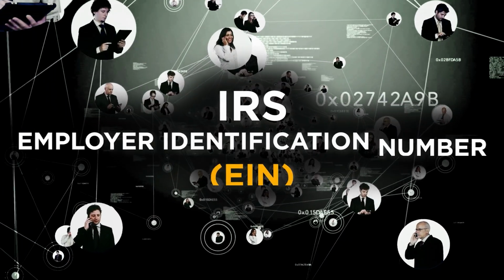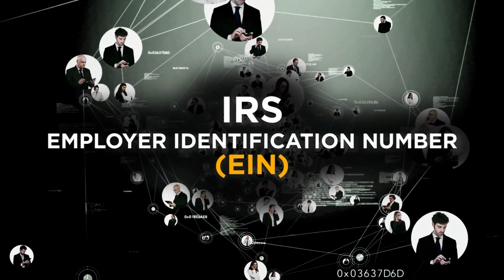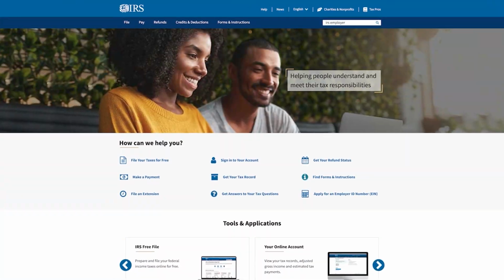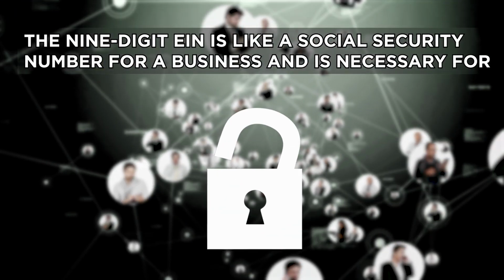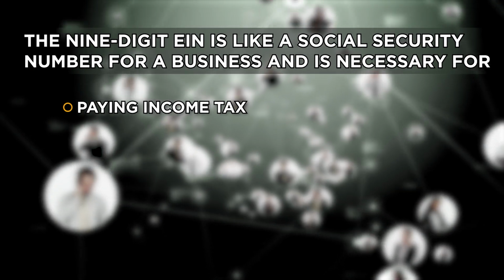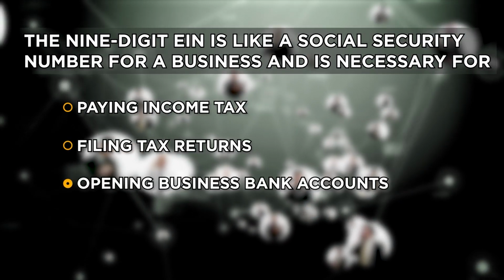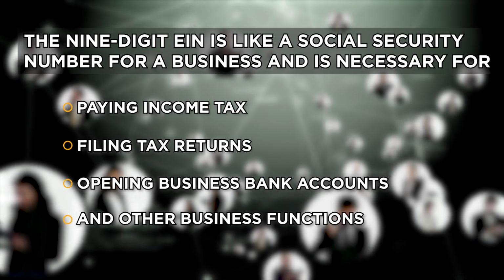Step 6. Get an EIN. Before your company is ready to start business, you must obtain an IRS Employer Identification Number, EIN, by applying on the IRS website. The 9-digit EIN is like a social security number for a business and is necessary for paying income tax, filing tax returns, opening business bank accounts, and other business functions.